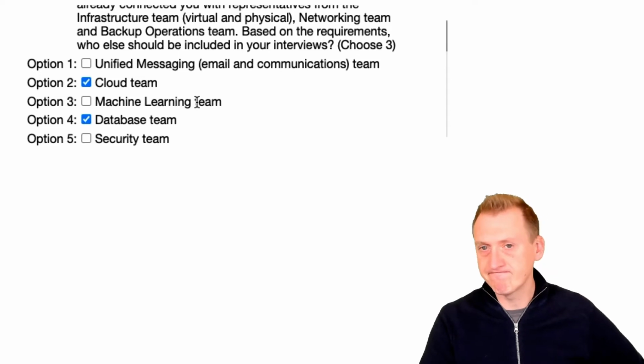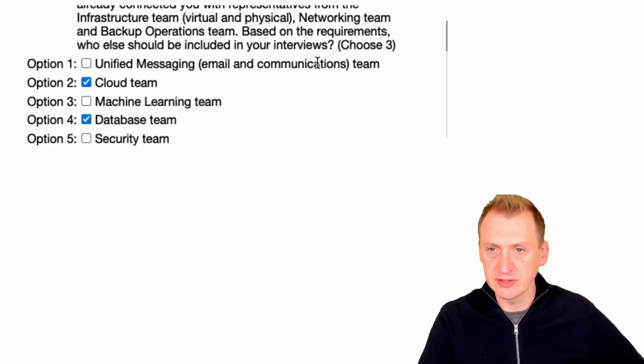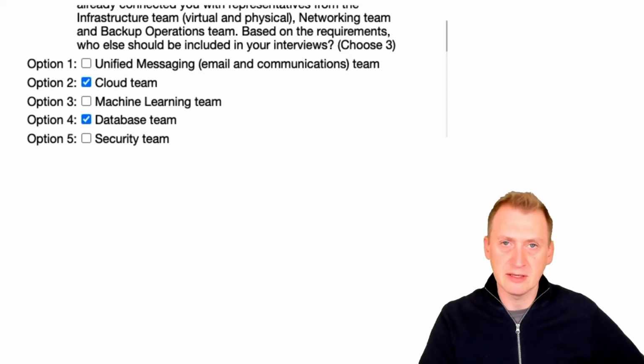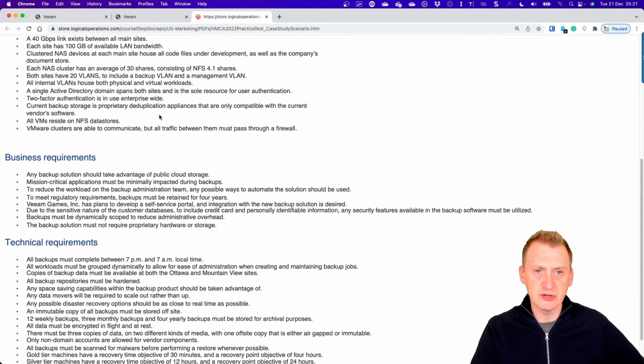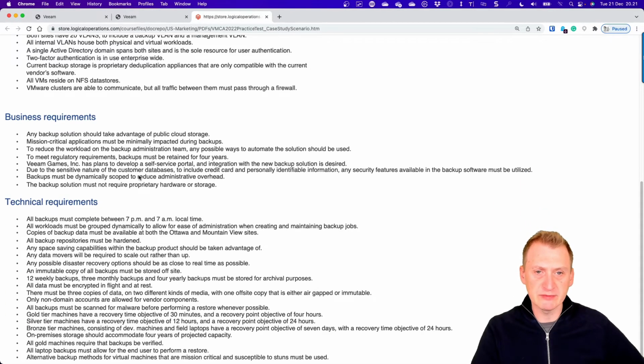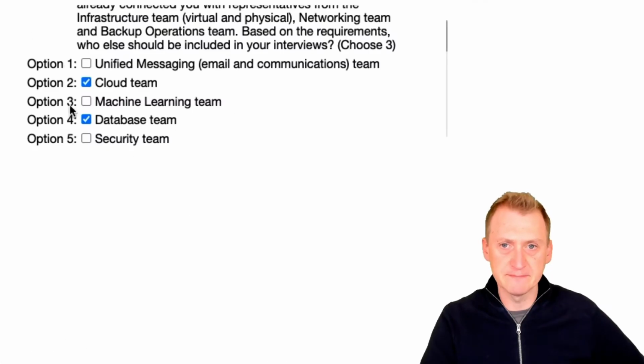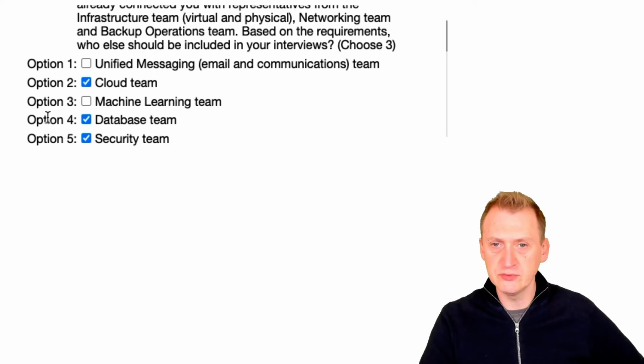Machine learning team. I'm not sure that really makes sense. Unified messaging team. Do we see anything about that? I don't remember seeing anything about emails for that matter. Generally, at this point, we do have some different concerns about security here. I'm going to go with security team. So my answers would be option 2, 4, and 5.